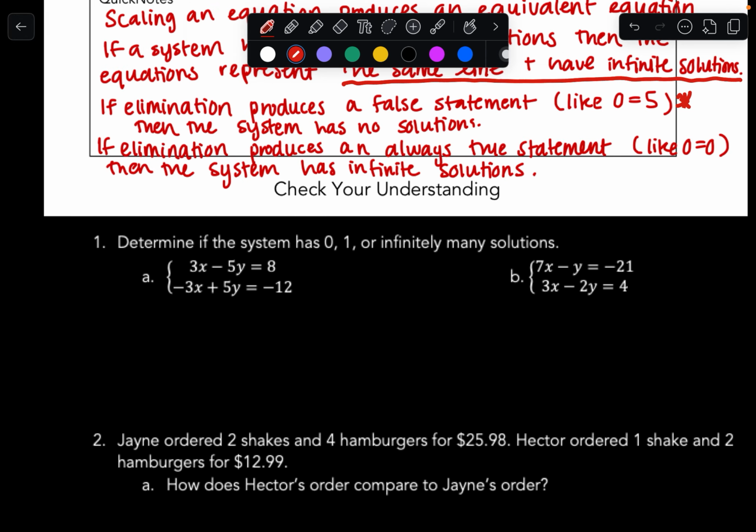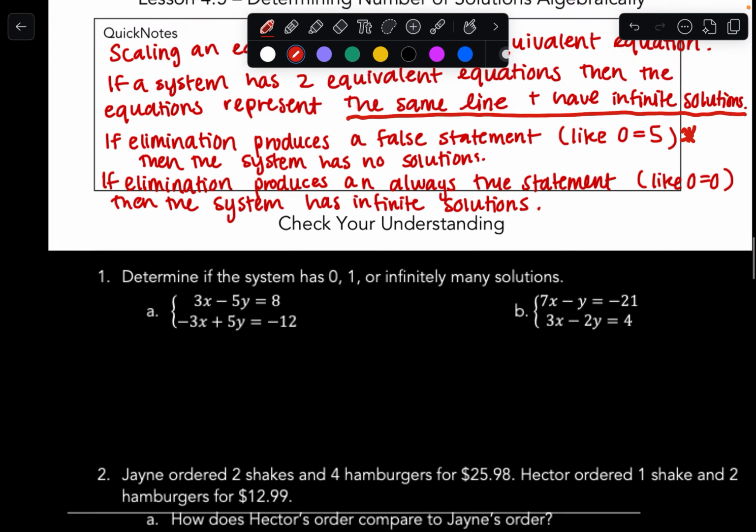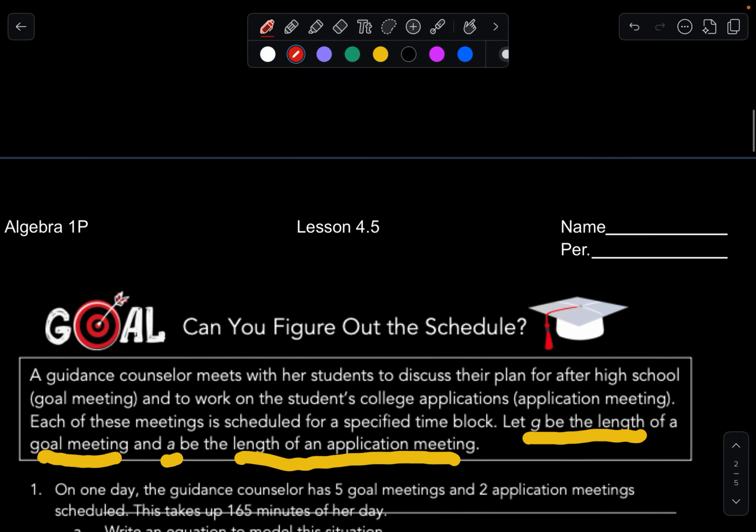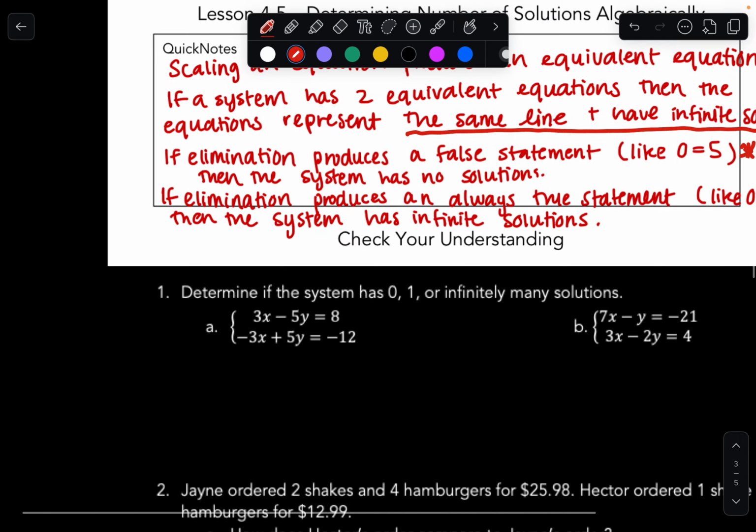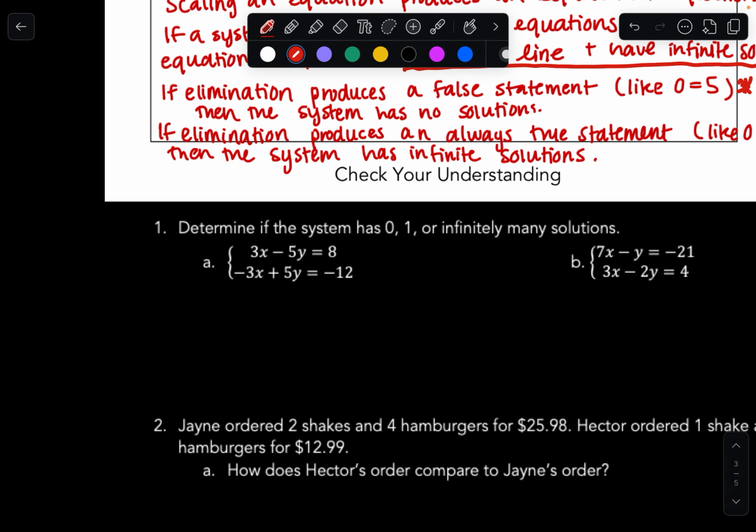All right, this is your Check Your Understanding for lesson 4.5. So this is the CYU, I guess you could call it, for lesson 4.5. Determine if the system has 0, 1, or infinitely many solutions.